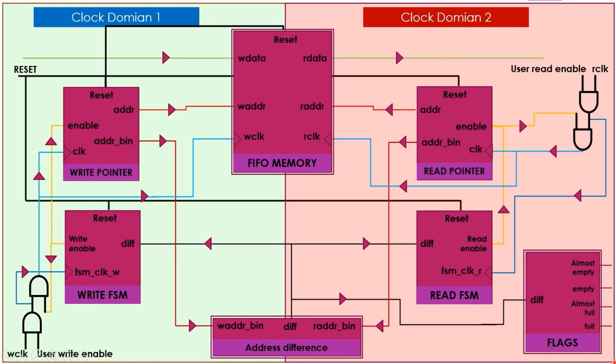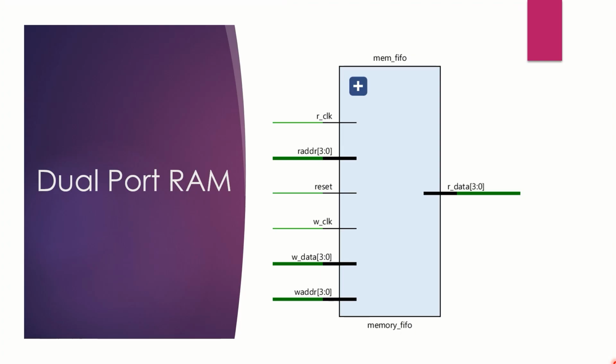This slide shows the schematic of dual port RAM, which is the FIFO memory in our system. As input, it consists of read clock, read address of 4 bits, reset signal, write clock, write data of 4 bits, and write address pointer of 4 bits. On the output side, it has read data of 4 bits.